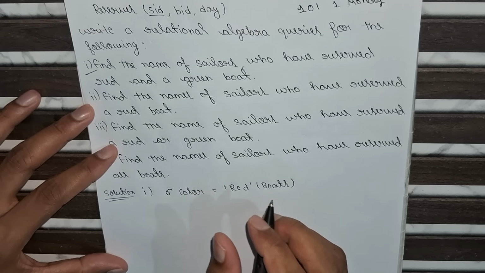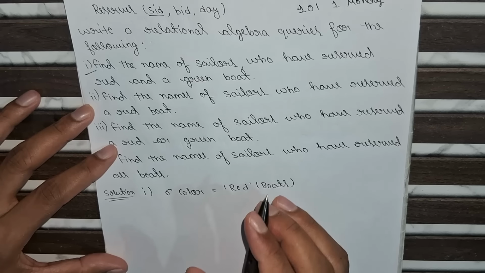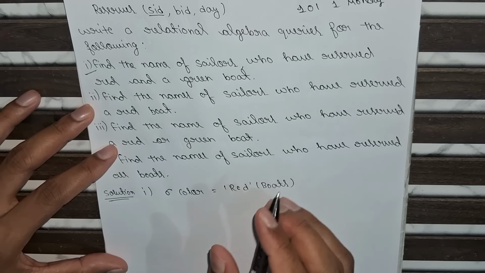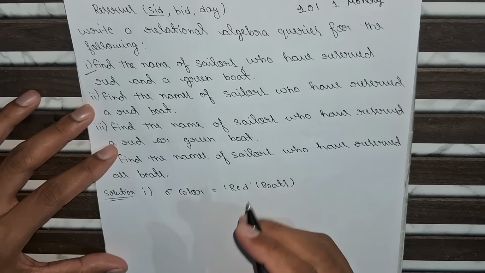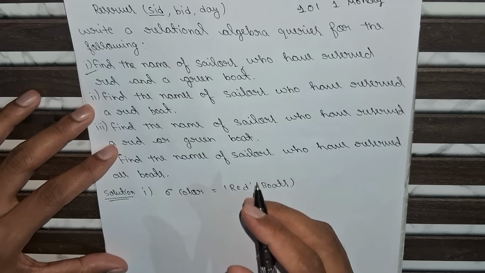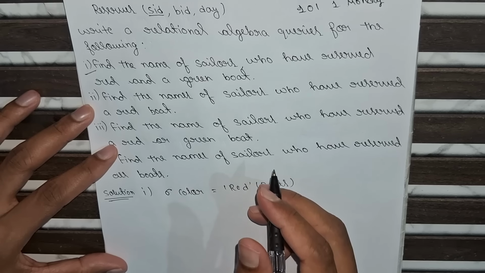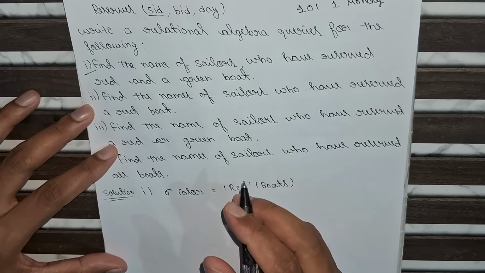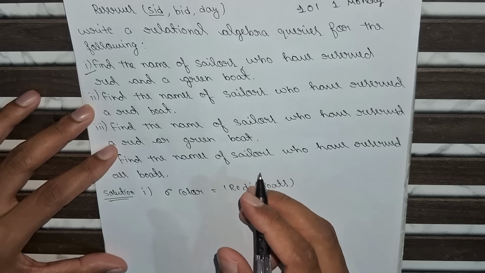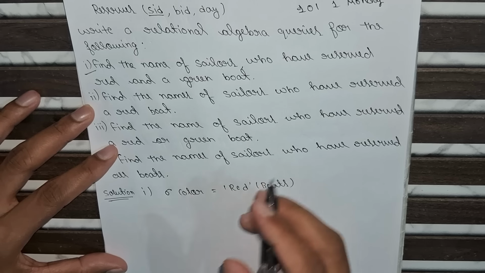Then next we join the result with the reserves table. This tells us which sailors reserved red boats. Now we project only the sailor ID. Similarly, we repeat the same process for green boats. Now we have 2 lists of sailor IDs. One list contains sailors who reserved red boats. The second list contains sailors who reserved green boats. Since the question says both, we need only the common sailor IDs. Therefore, we use the intersection operation.